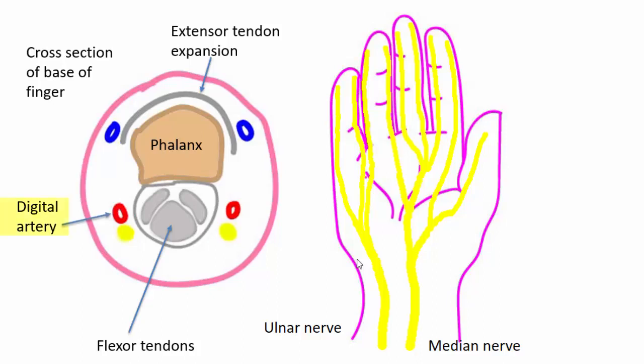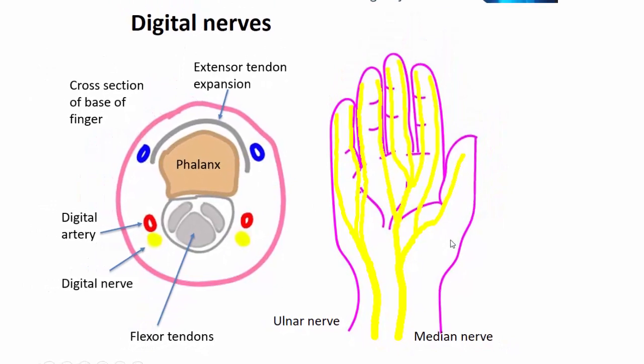We've got the digital arteries on each side, and then finally we've got a digital nerve on each side. This is the nerve that we're going to anesthetize when we put in a ring block. When we put a ring block in, we put a needle through, usually from the dorsum of the hand through the finger, and we infiltrate right through either side of the finger in order to produce anesthesia of the more distal part of the finger.